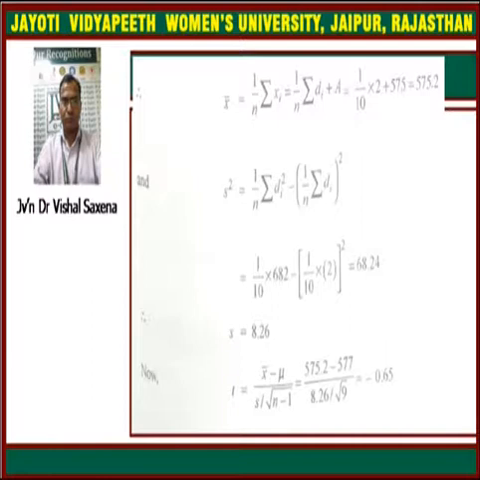So this is equal to 1 upon 10 into 682, that is the value taken from the table, minus 1 upon 10, the value of n, into 2, the value of summation di, and then whole square. In this way S square becomes 68.24, and the value of S, the standard deviation, is obtained as 8.26.